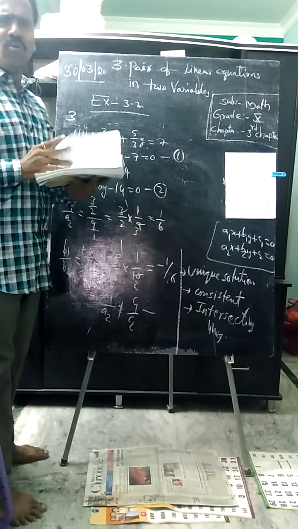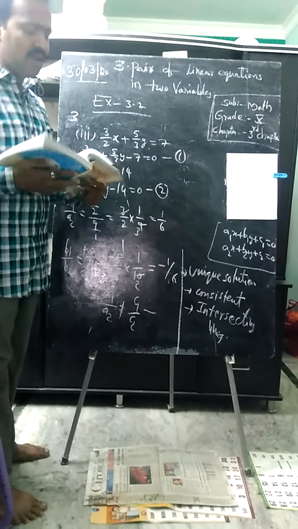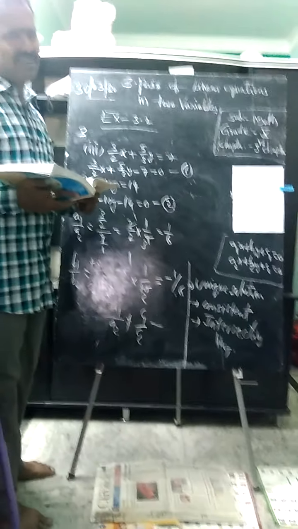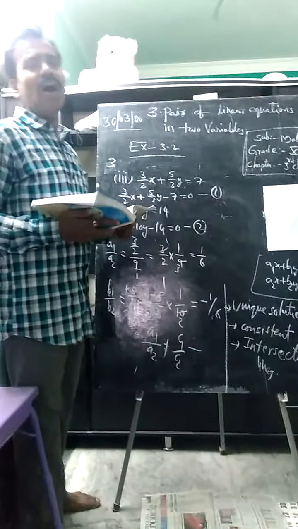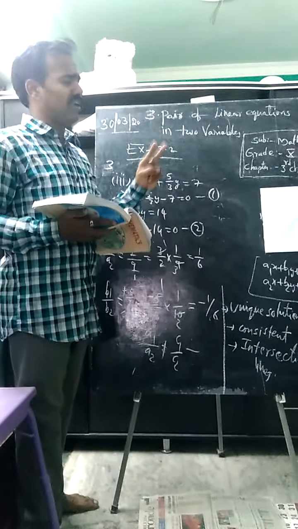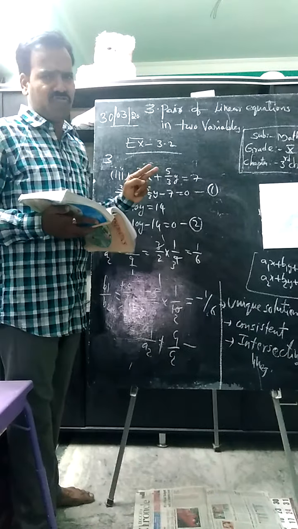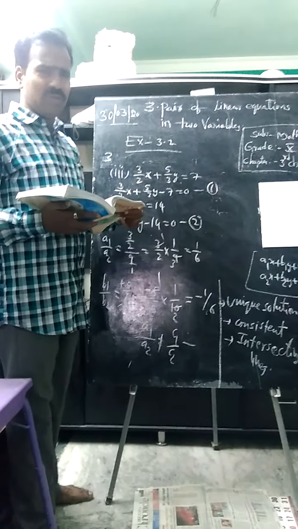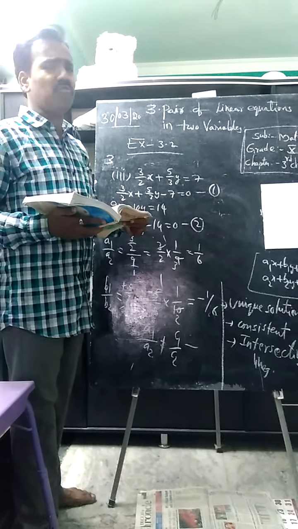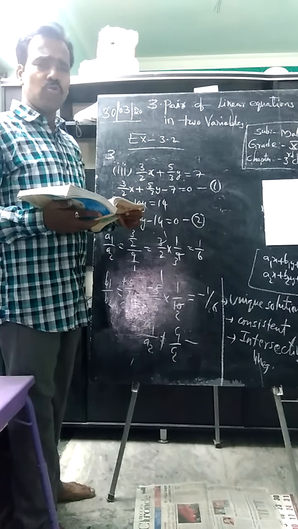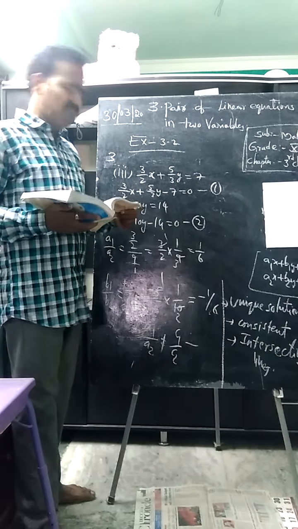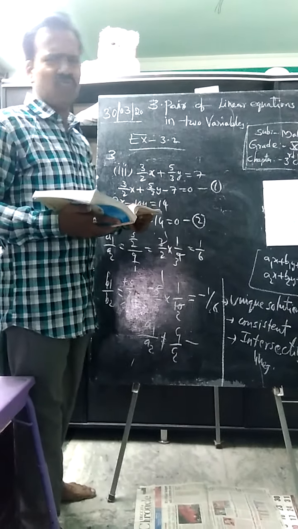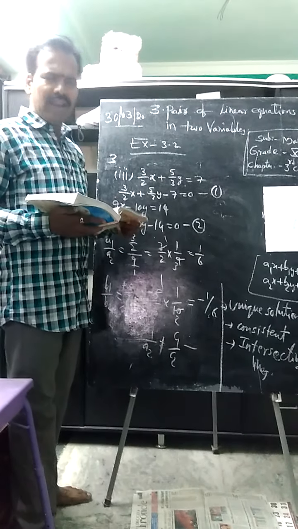Inconsistent, no need to show. So first check whether it has a unique solution, infinitely many, or no solution. When unique solution or infinitely many, show graphically and find the solutions. When they are parallel lines, no need to show. Simply write there is no solution. They are parallel, inconsistent. Enough. No need to show it. If you want, show it graphically, you get parallel lines. That's it.